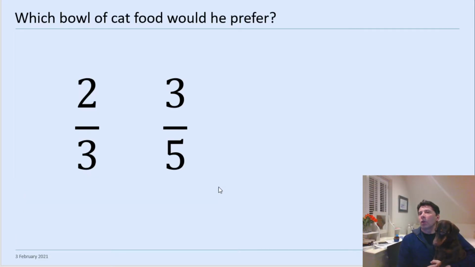So we start with the question, which bowl of cat food would Chewy prefer? So here's a bowl of cat food. It's a full bowl of cat food, but if you offered him 2/3 or 3/5, which would he prefer?